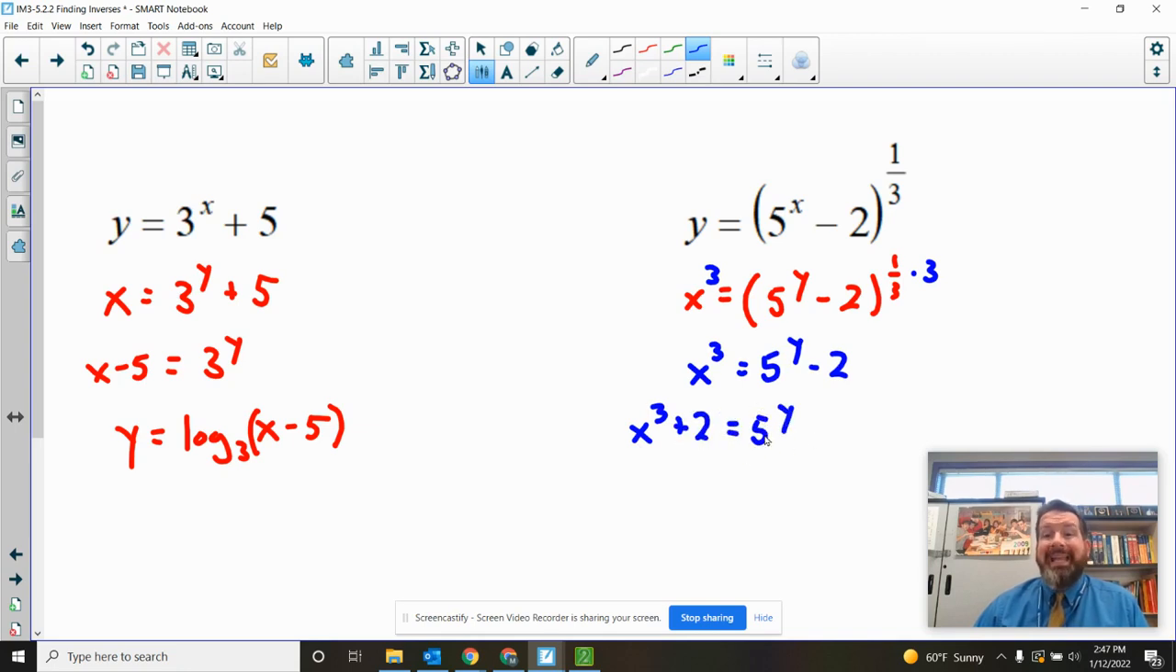And now, only at this point, when that exponential, rather, is by itself, are you ready to switch to your log form? So y equals log base 5 of, in parentheses, x to the 3rd plus 2.